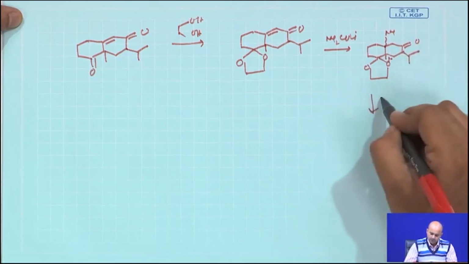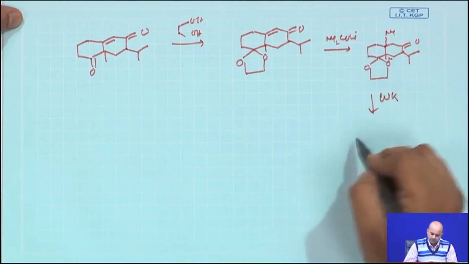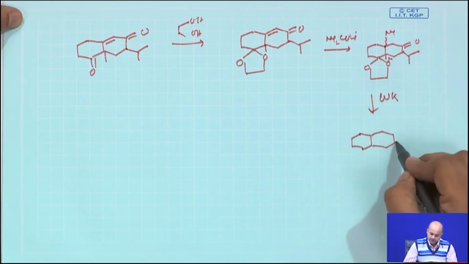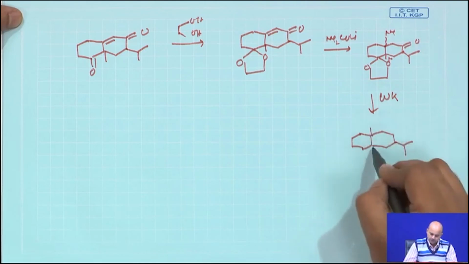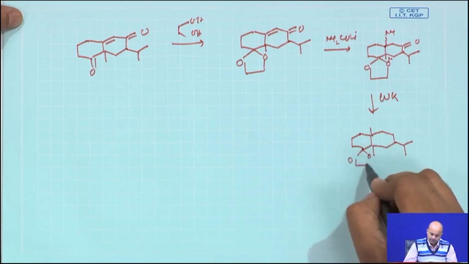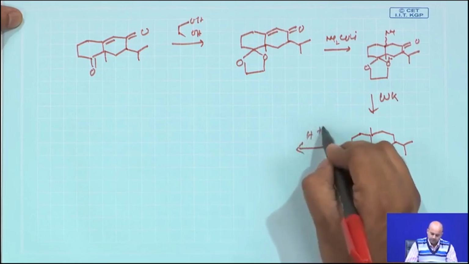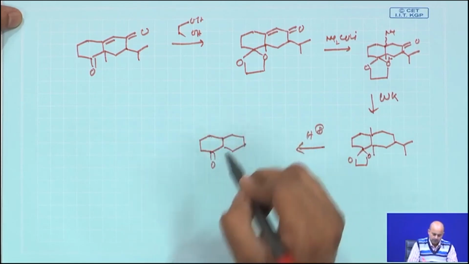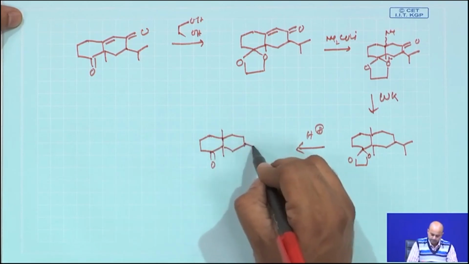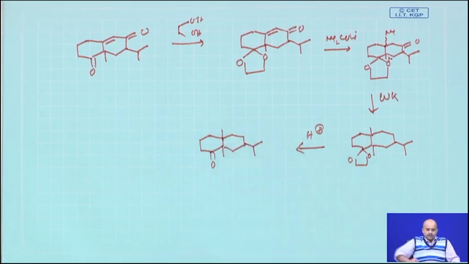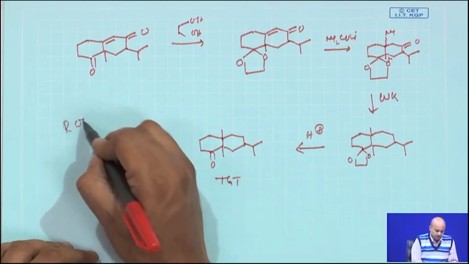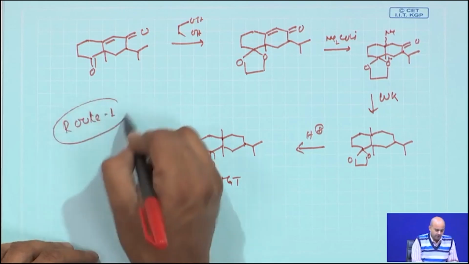Now, basically what you need, you just do a Wolff-Kishner type of reduction. So, the Wolff-Kishner type of reduction will then deoxygenate this ketone, this methyl, methyl, and you have this. Now, you just remove the protecting group here to get the target molecule. So, this is your valadinone target molecule. So, route 1 is very nicely demonstrated, and we have absolutely no issue with this route.